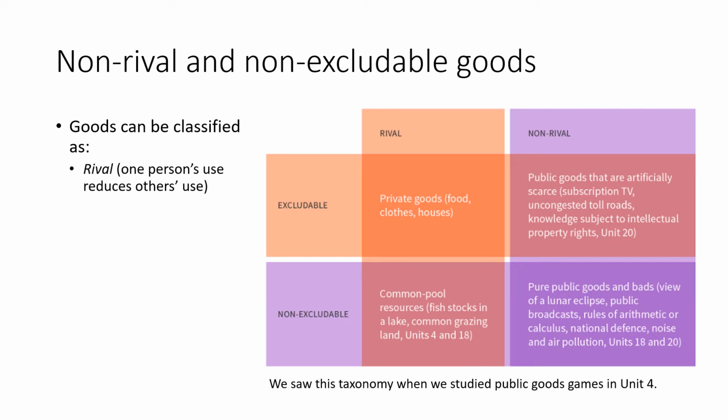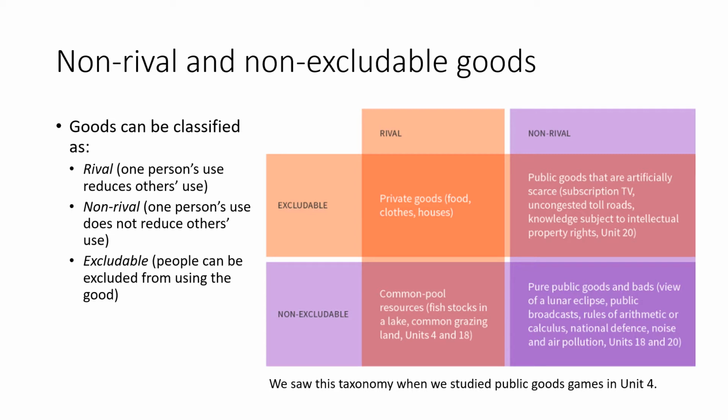Goods can be classified as rival, meaning one person's use reduces others' use, or non-rival, meaning one person's use does not reduce others' use. Goods can also be classified as excludable, meaning people can be excluded from using the good, and also non-excludable, where people cannot be excluded from using the good. A public good is both non-rival and non-excludable, meaning that one person's use does not reduce another person's use, and people cannot be excluded from using the good.